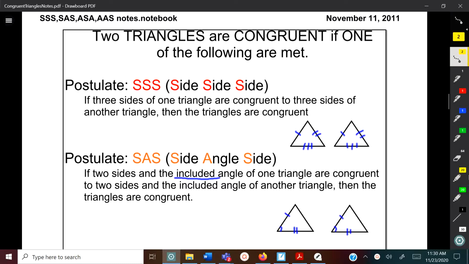Now I'm going to talk about each one of these individually, and then I'm going to talk about some that will not tell you there's a congruent triangle. Okay, let's take a look here.